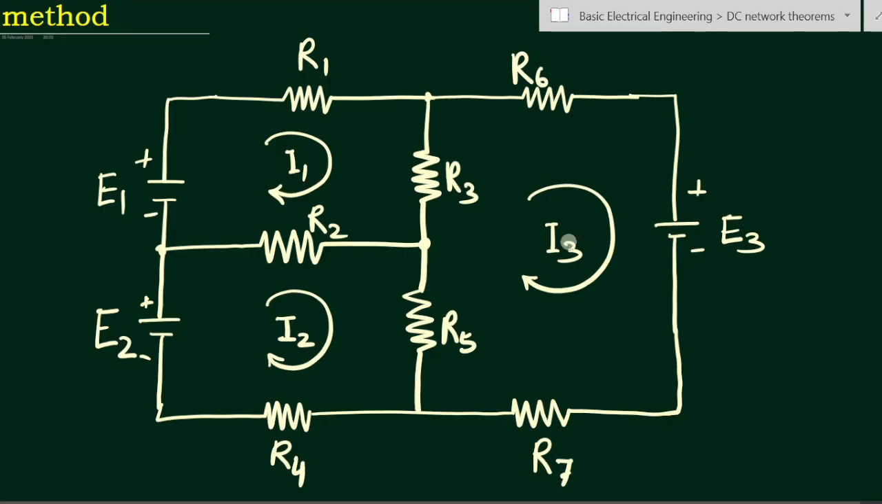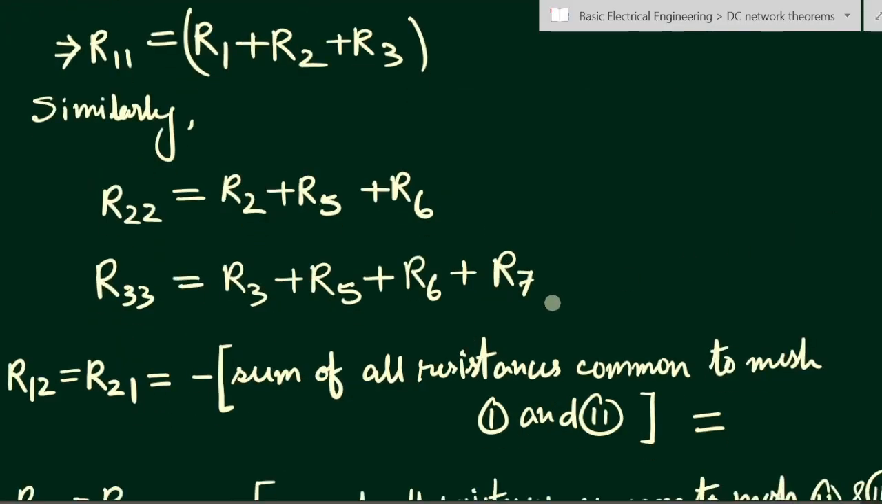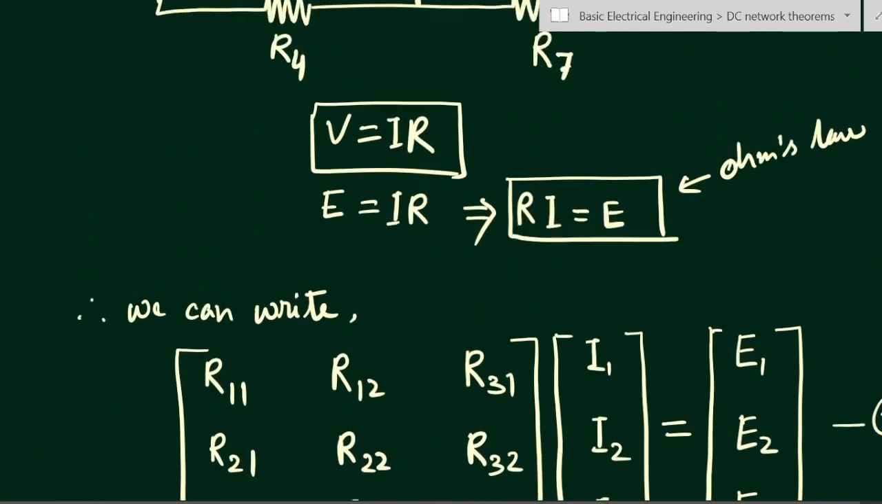Similarly for all the loops, suppose R3 and R5. For this R3, this loop current is flowing in the upward direction. For loop 1, it is flowing in the backward direction. So we have to put a negative sign. R12 will be equal to R21 because we have to consider the common resistances in mesh 1 and 2. Here we consider mesh 2 with respect to mesh 1, and the common resistance will be similar to R12. We have to find the sum of all the resistors and put a negative sign, for R12 and R21.